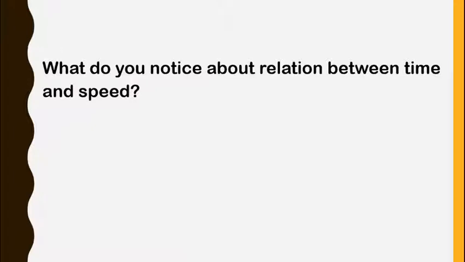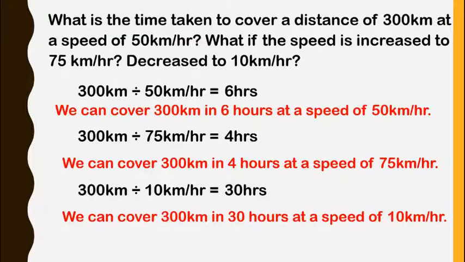So what do you notice with the relation between time and speed? Let's go back. If we run at a speed of 50 kilometers per hour, then we can finish 300 kilometers in 6 hours. But if it is 75 kilometers per hour, we can cover 300 kilometers in 4 hours. But if it is 10 kilometers per hour, we can cover the 300 kilometers in 30 hours.